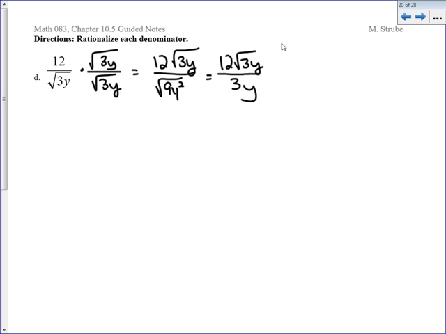This is 12 times the square root of 3y. This is 3 times y. They're all factors, so you can simplify just the numbers. It doesn't have to have a y with it. We can just simplify the 12 and the 3, which gives us 4. You still have that y left over, and it stays in the denominator.